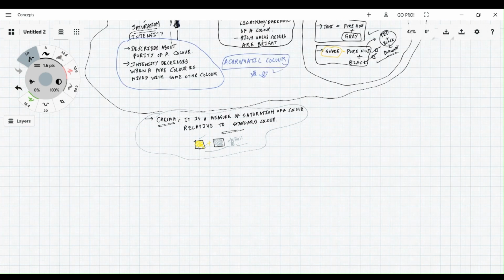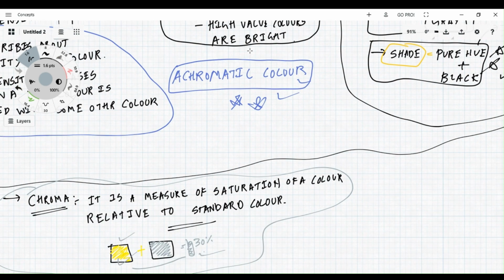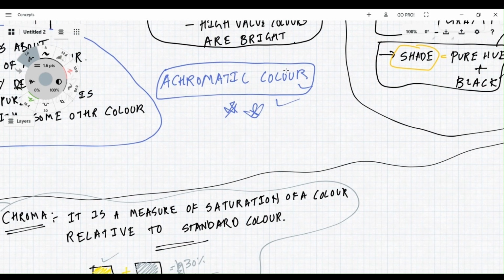So achromatic color, I have told you already. If a color is completely saturated, then it is called achromatic color. So I will give you a brief description. Please note it down, guys. An achromatic color is a color that does not have a hue. That means hue is completely gone. It got completely saturated, guys. Suppose if a pure color red I have taken, it got completely saturated, then it is achromatic color. That means an achromatic color is a color that does not have a hue. The pure color is completely gone.